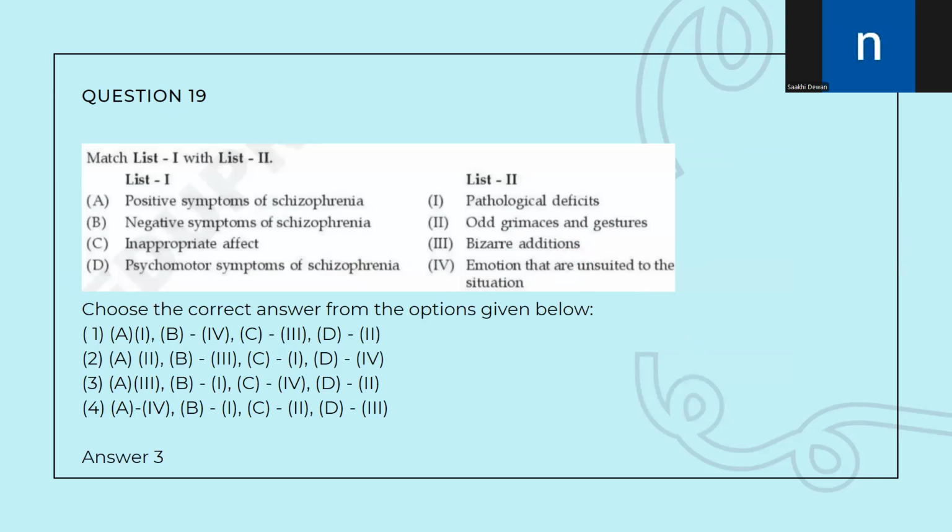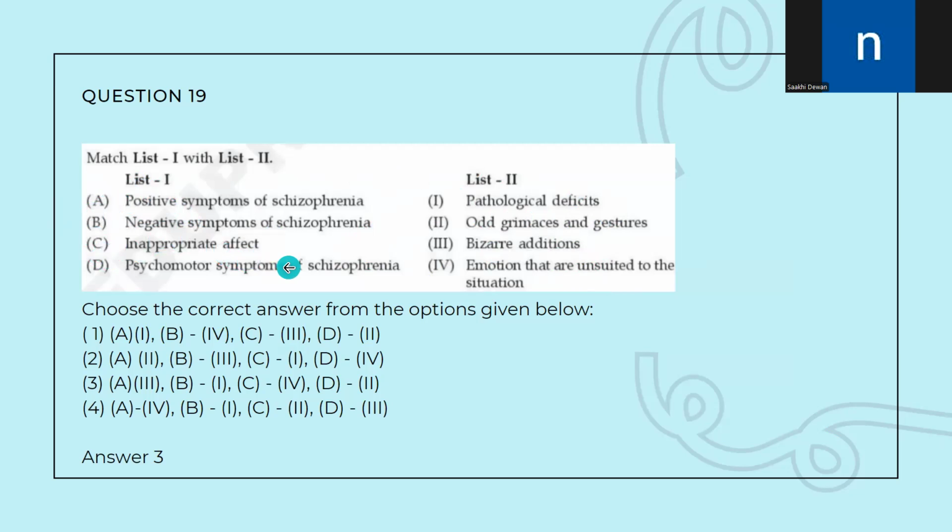Question number 19 provides us with two lists. We have to match the symptoms of schizophrenia with their description. So the first one that is given to us is positive symptoms of schizophrenia. So we know that positive stands for additions here. So positive symptoms of schizophrenia will include bizarre additions to a person's behavior. Then negative symptoms of schizophrenia refers to pathological deficits, as positive stands for additions, negative stands for deficits.